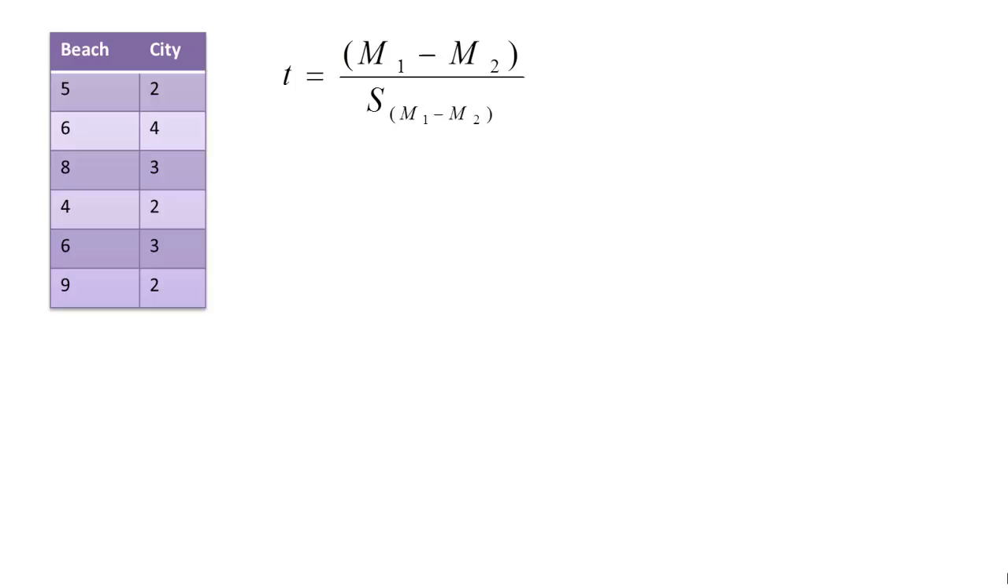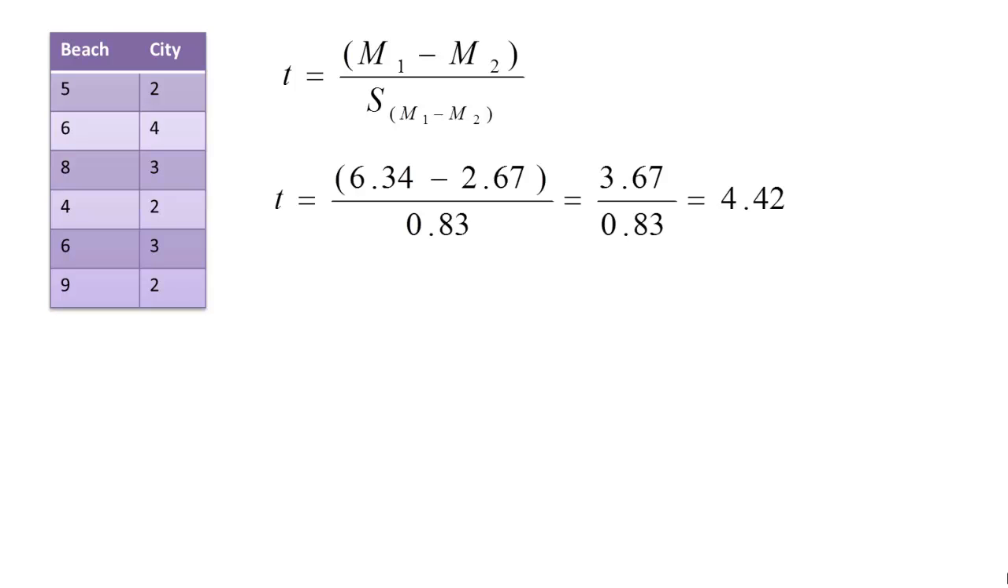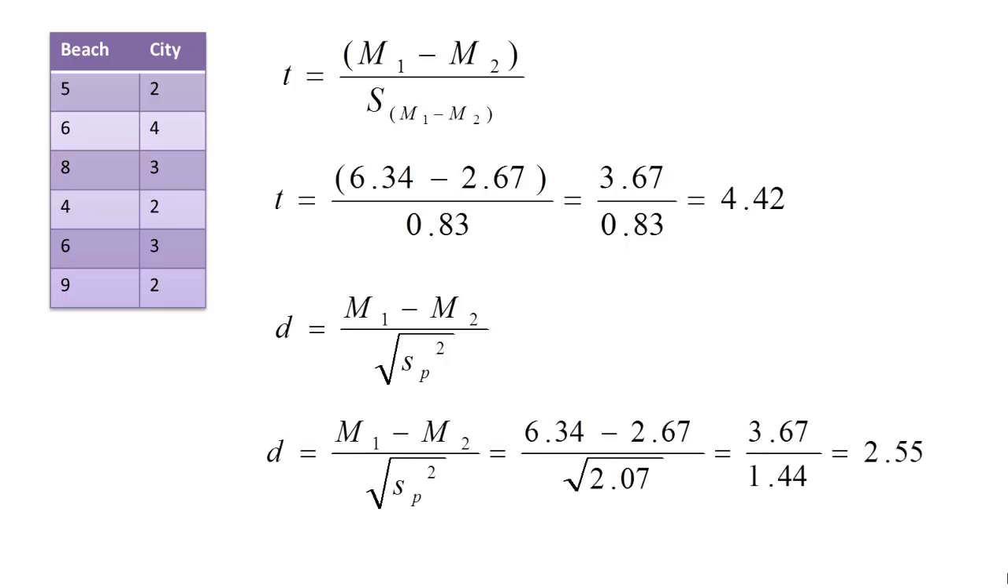So here's the formula for t. We have already calculated the means. We've already calculated the standard error of the mean. So t is just going to be a really straightforward formula, and we found that our t equals 4.42. And the last thing that we're going to do is calculate the effect size, Cohen's d, and we know what all of that is, and so Cohen's d is equal to 2.55.